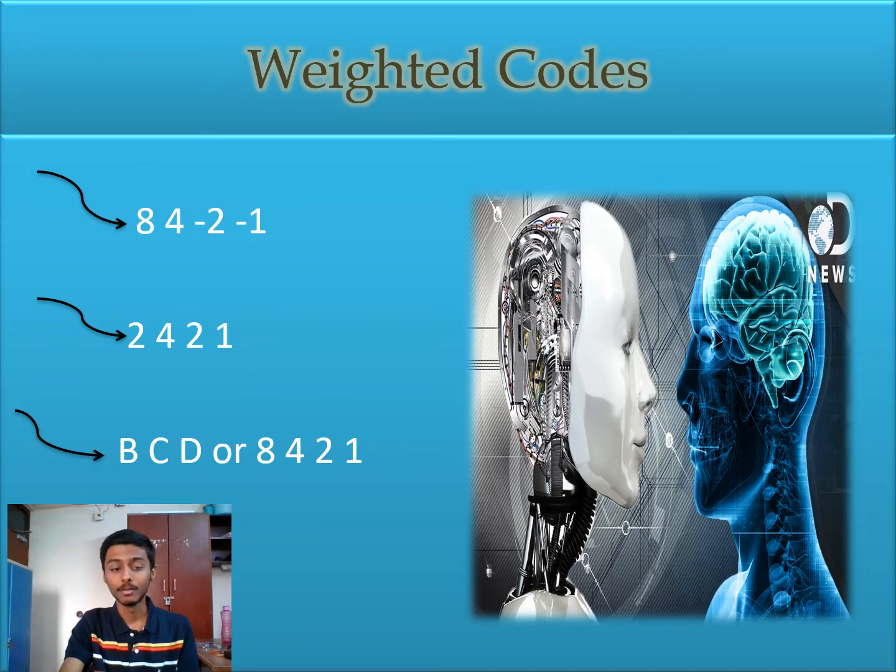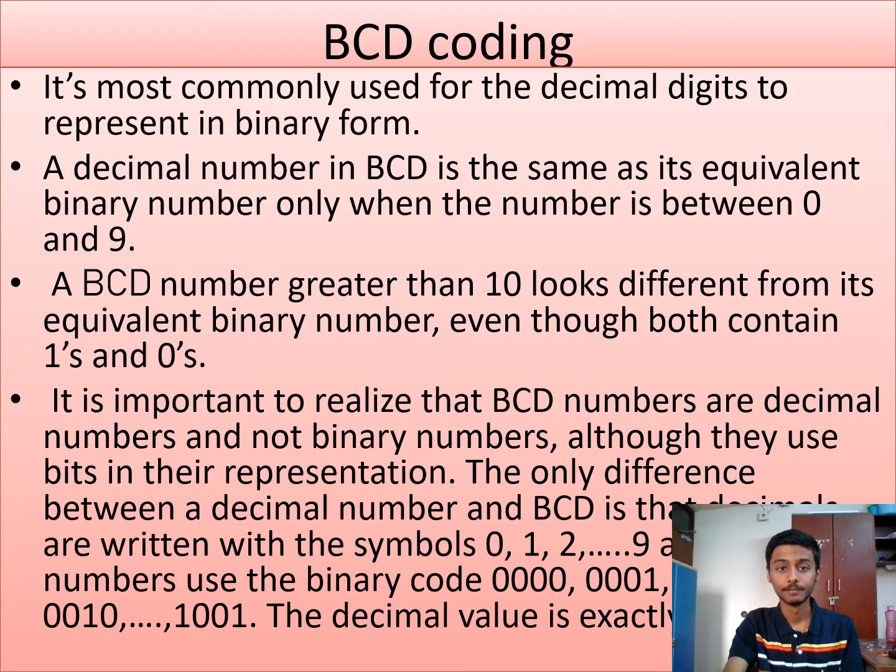So weighted codes are further categorized into three types: 8-4-2-1 coding, 2-4-2-1 coding, and third, BCD or 8-4-2-1 coding. So we start with BCD coding. BCD coding is most commonly used to represent decimal digits in binary form.